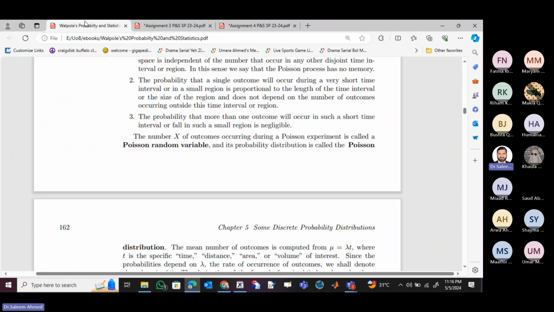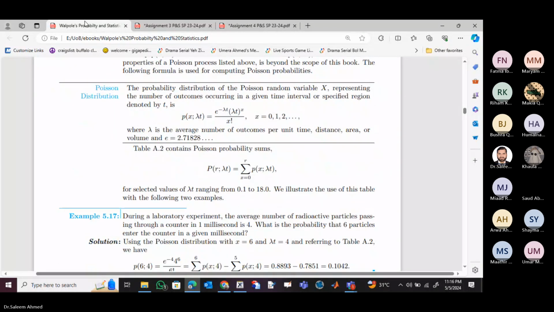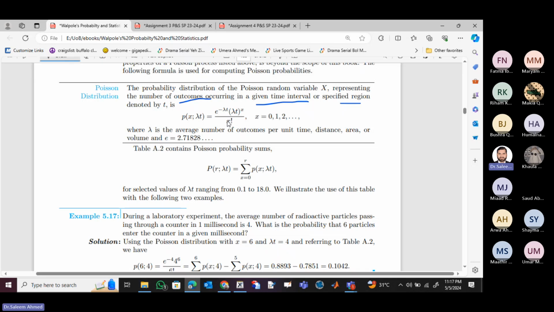So Poisson distribution is how many times something happens. The distribution of a Poisson random variable x representing the number of outcomes occurring in a given time interval, or in some region denoted by t. So that is basically your lambda t, where lambda is the average number of outcomes per unit time.